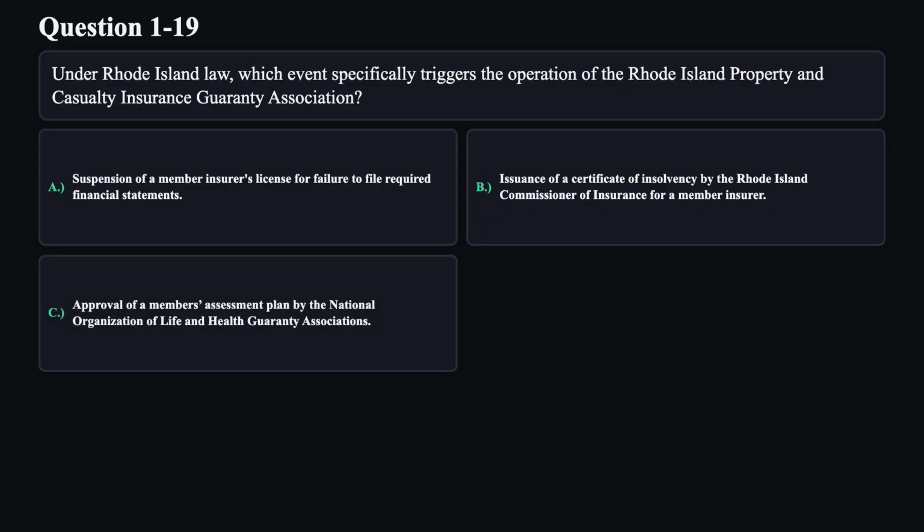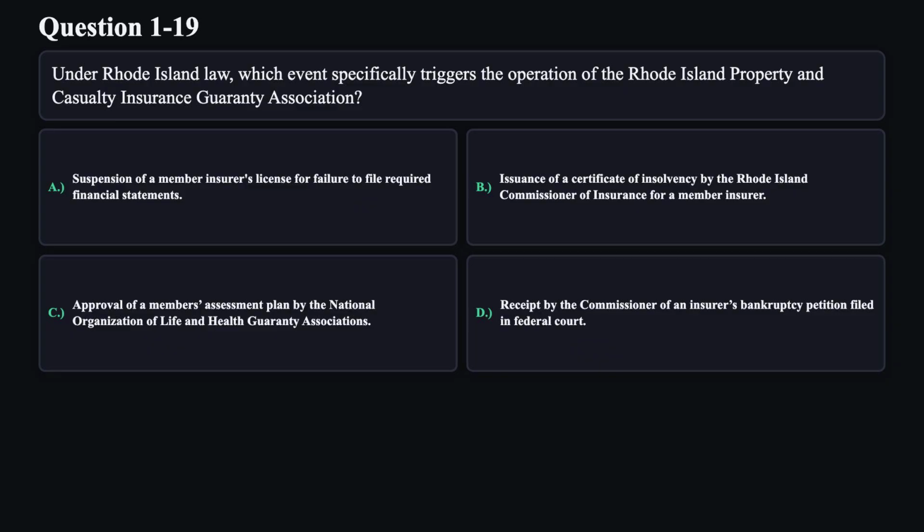C. Approval of a member's assessment plan by the National Organization of Life and Health Guarantee Associations. D. Receipt by the commissioner of an insurer's bankruptcy petition filed in federal court.